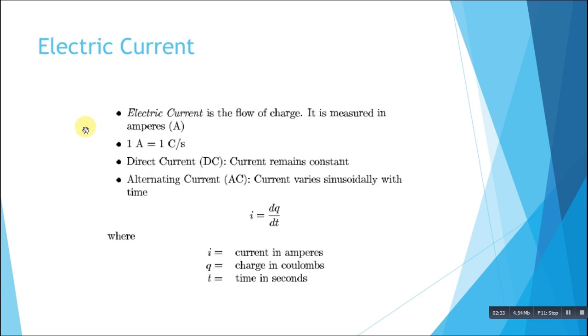And now, talking about electric current, it is simply the flow of charge. It is measured in amperes. 1 ampere is equal to 1 coulomb per second. There are two types of current: direct current, which remains constant and is unidirectional, and alternating current, which varies sinusoidally with time. The equation of the current is I = dq/dt, which means that current is equal to the rate of change of charge.